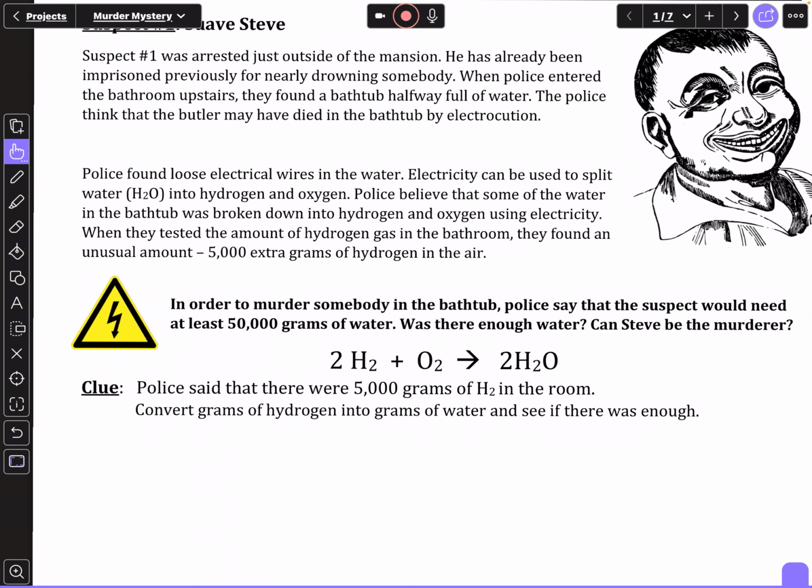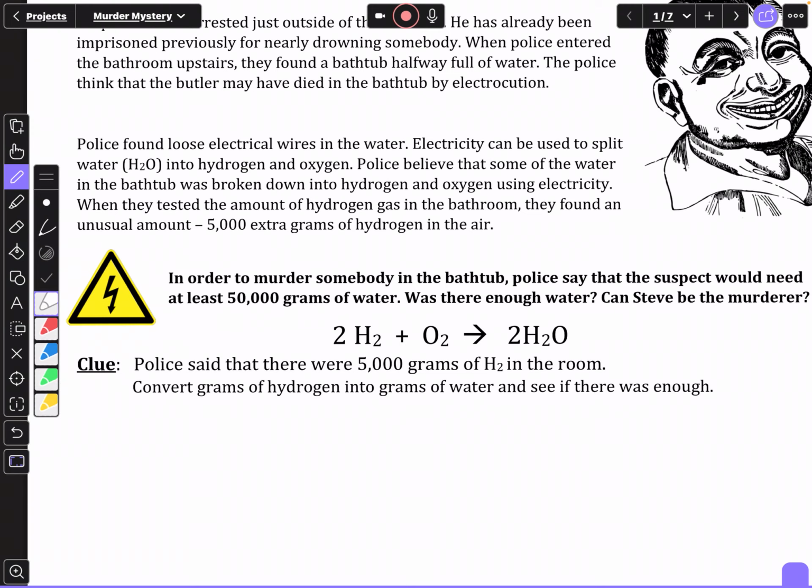When they tested the amount of hydrogen gas in the bathroom, they found an unusual amount. They found 5,000 grams of hydrogen. So in order to murder someone in the bathtub, police said the suspect would need at least 50,000 grams of water. Was there enough water? Could Steve be the murderer? So it's giving you a clue there. It says police said that there's 5,000 grams of H2. Convert grams of hydrogen, that's grams of H2, into grams of water, which is H2O, and see if there's enough.